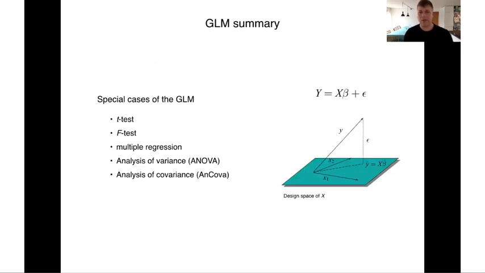So let's take a summary of the GLM. So we've seen that we can use the GLM to formulate both t-tests and F-tests, and in fact, the GLM can be used to formulate all special cases, including multiple regression, analysis of variance, we've also seen, and indeed, if we added covariates to ANOVA, we would have an ANCOVA. So all linear tests can be modeled in the GLM with the right design matrix.